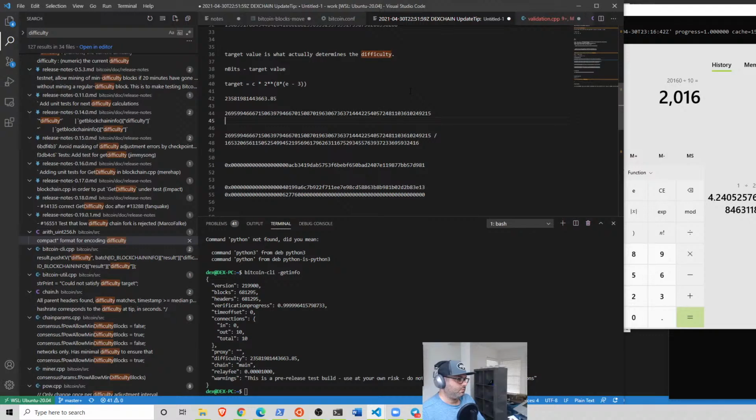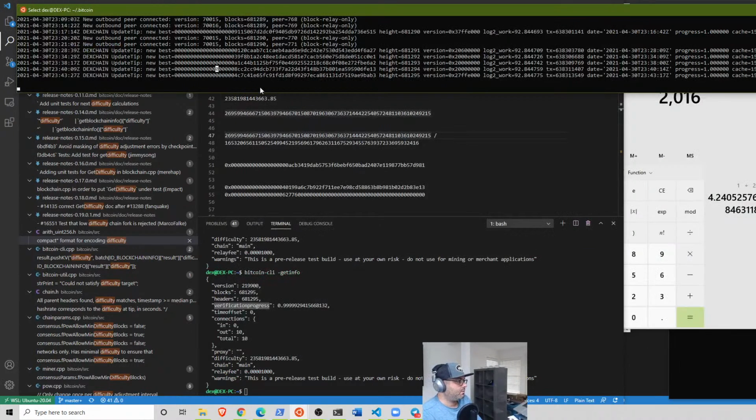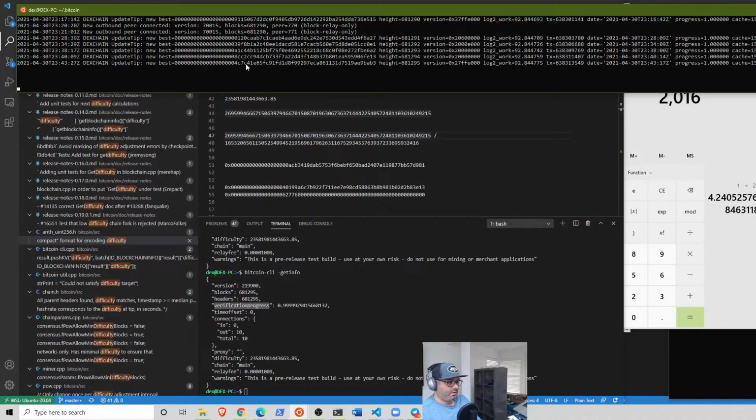And now we have our answer to our question, which was, what does verification progress mean, and how do you start? So the first thing you do is you take the header and you check that it matches the difficulty.